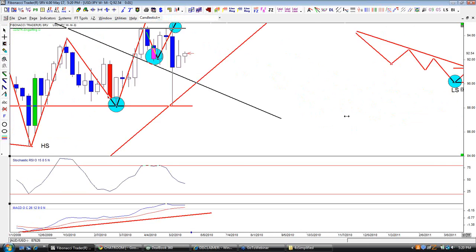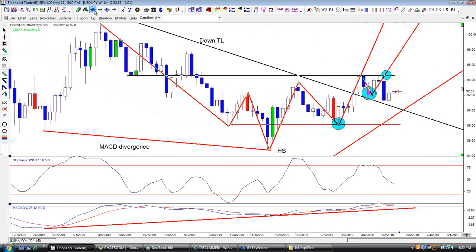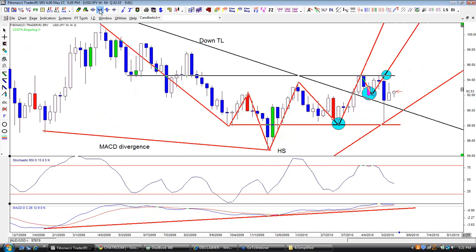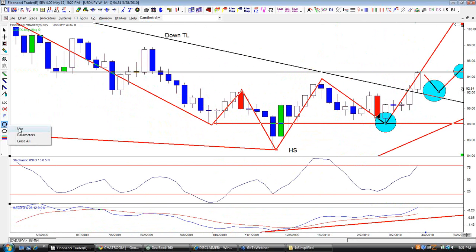I will go here to the left, and I will show you this head and shoulders. Now this is a weekly chart. Yes, the JPY weekly chart. We have the left shoulder and the right shoulder formed at exactly the same level as the left shoulder.